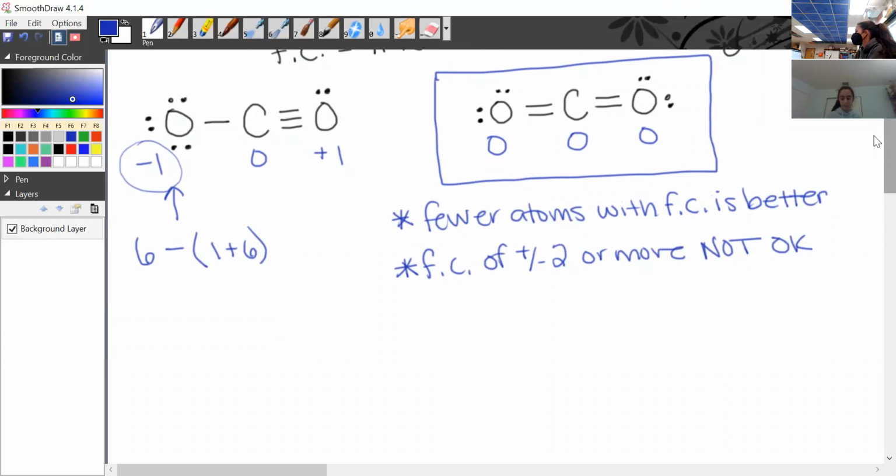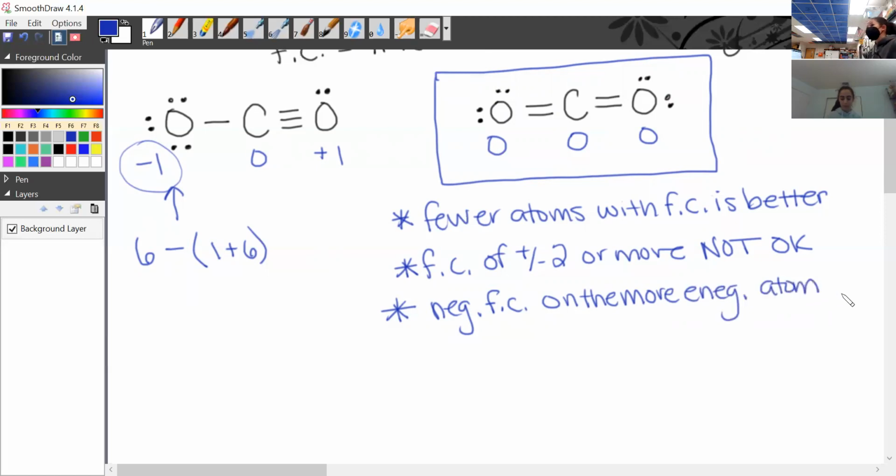And lastly, if you have to have some formal charge, which in some cases we will, especially in polyatomic ions, you want the negative formal charge on the more electronegative atom, which is of course usually one of your terminal atoms. So if you have negative formal charge, that's okay. Hopefully it's on one of your terminal atoms. So those are your rules.